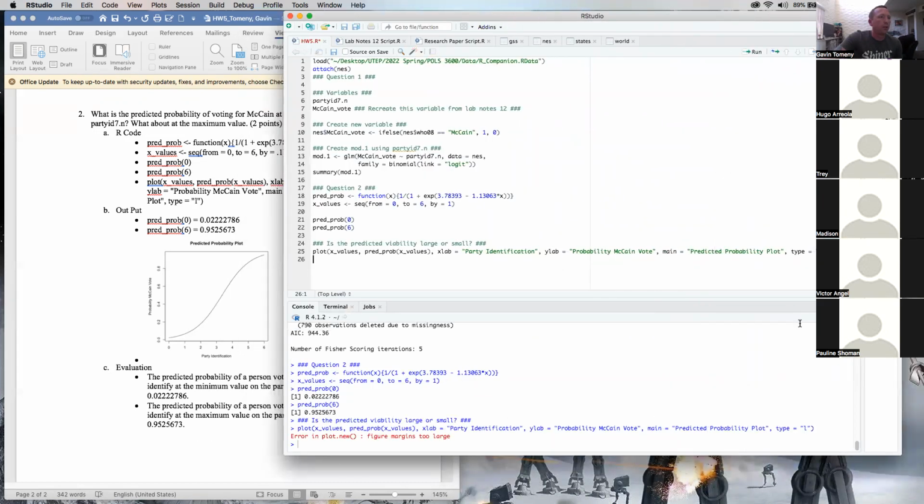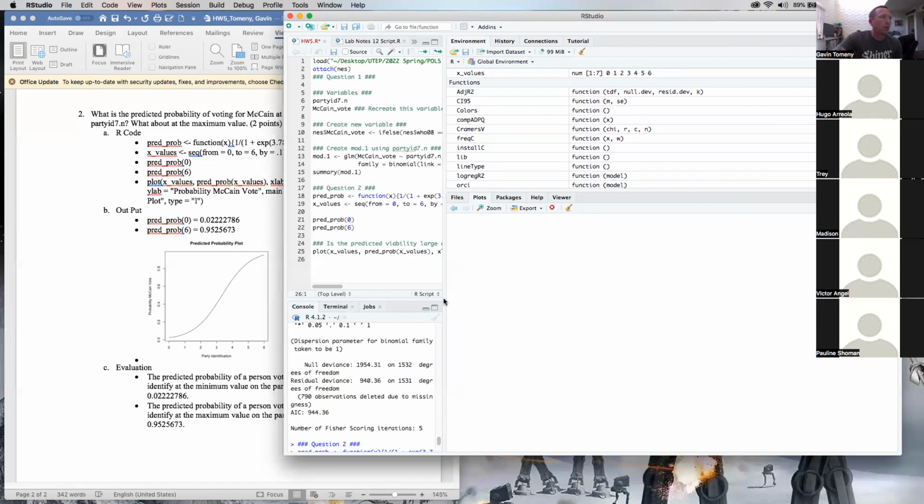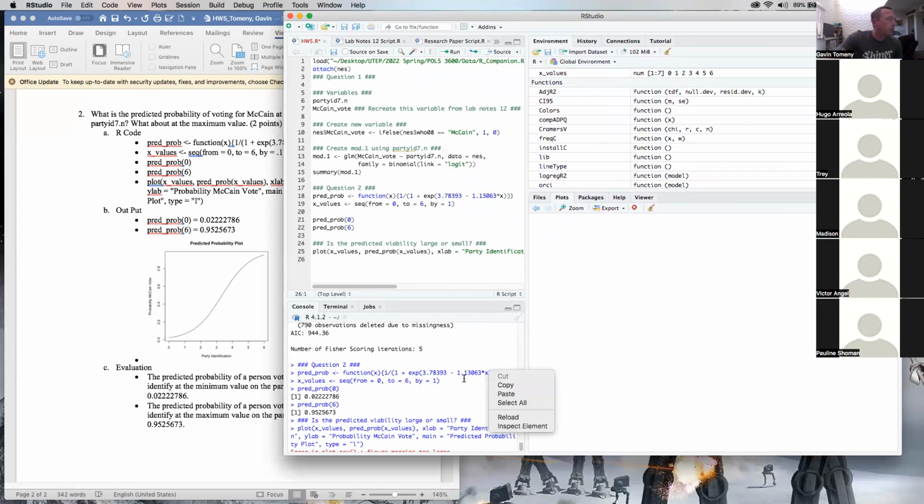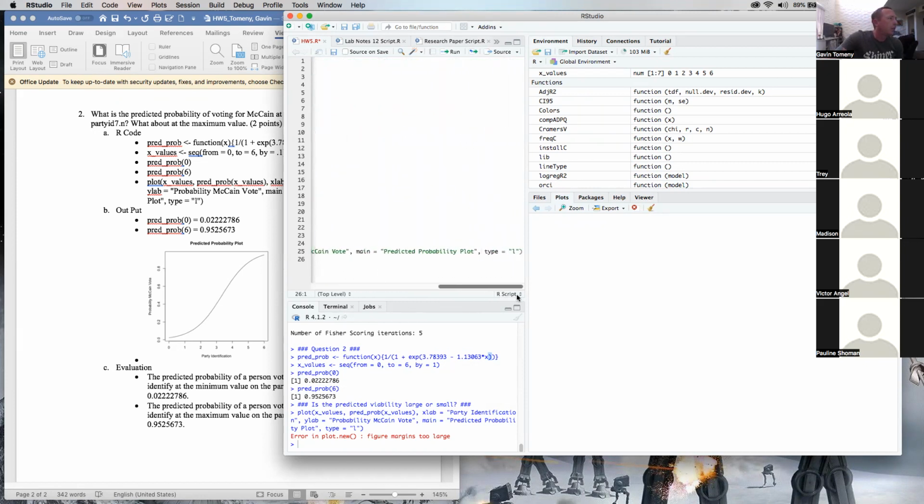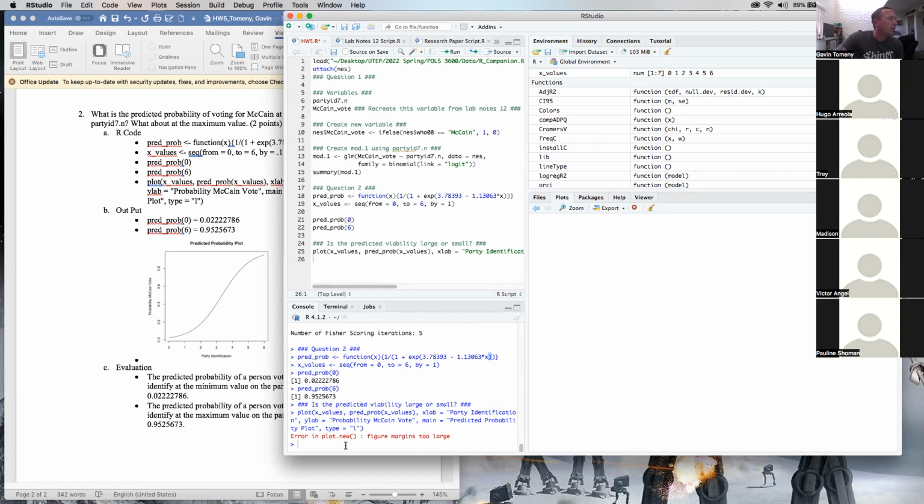Yeah, mine looks different on the plot. Is the plot required for the homework? I don't think so, because it didn't ask for it. It was just in the lab notes 12. I really want to include it in my paper, but it's giving me an error. I'm not sure if I'm doing the code wrong, but I get the same answers, like the 0.022.